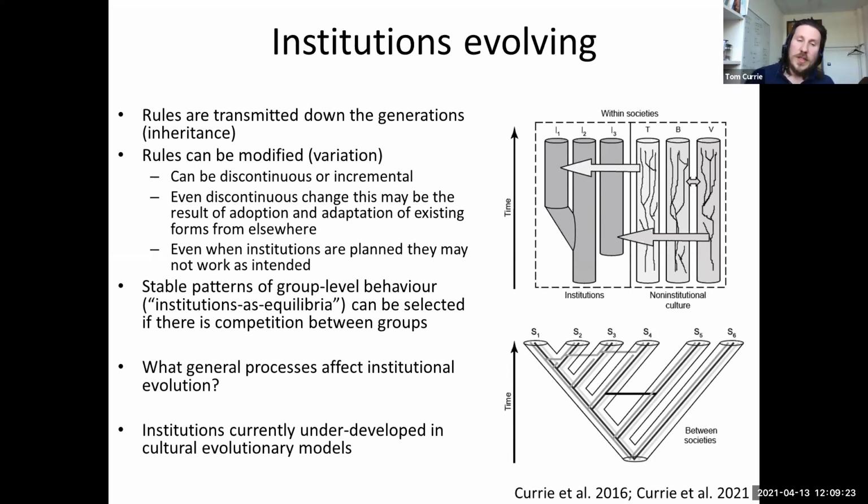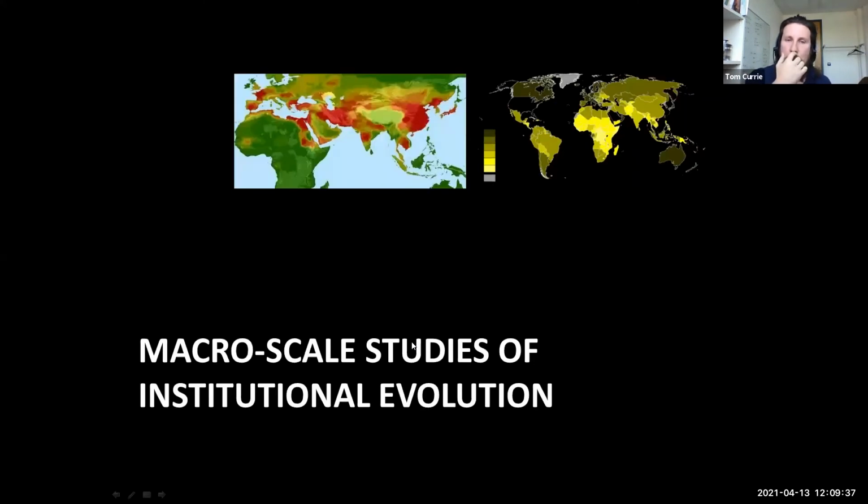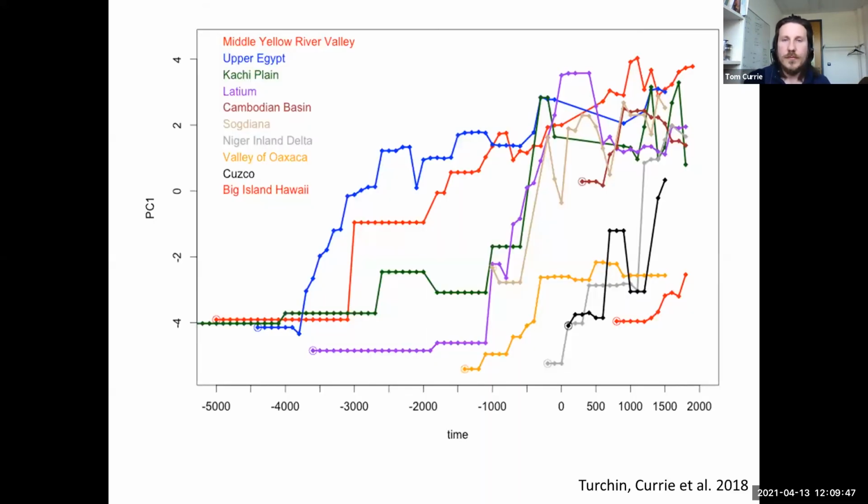And it's worth pointing out, and I'll talk about this a bit more towards the end, that how institutions actually come about and how change occurs is probably a bit underdeveloped in our current models and current understanding. But I'm going to start off with some examples, and I'm going to focus initially on some macro-scale studies of institutional evolution.